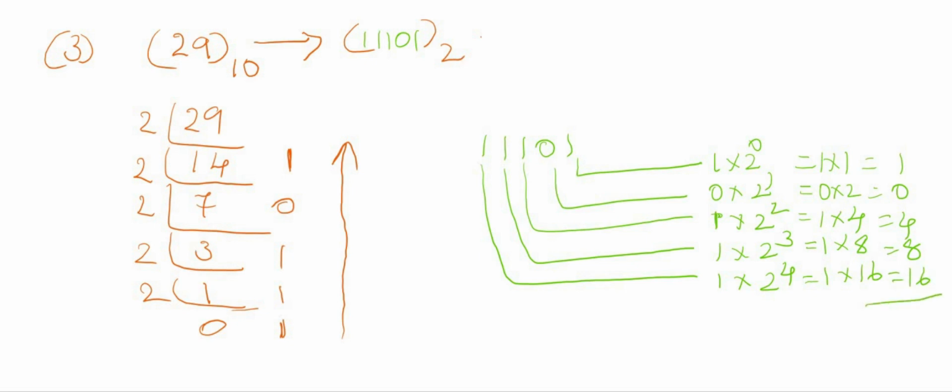So total 29. 16 plus 8 is 24, plus 4 is 28, plus 1, 29. So the equivalent for 11101 is 29 decimal. Verified. So we have verified that answer. Now let's convert binary number 101010 to its equivalent decimal value.